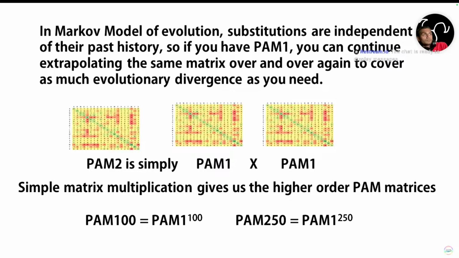If you multiply PAM1twice with itself, you get PAM2. So simple matrix multiplication gives us the higher order of PAM matrices. PAM100 is PAM1 multiplied 100 times. PAM250 is PAM1 multiplied 250 times. So this is all about PAM matrices, guys.